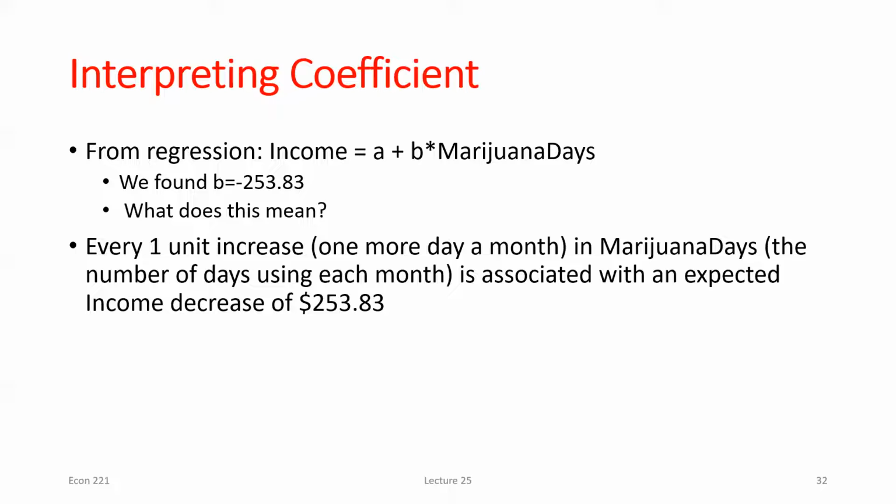Before we continue, we are walking before we can run. There are a lot of issues with using this to make decisions. There are probably a million other factors correlated both with income and with people using marijuana, and we might be picking up the effects of those things.